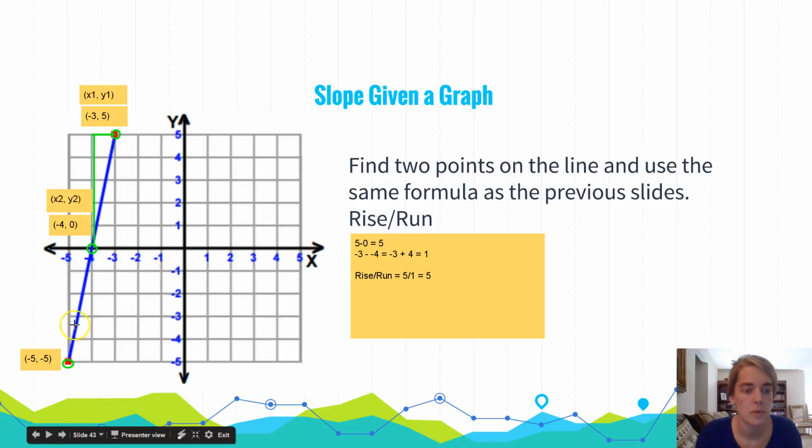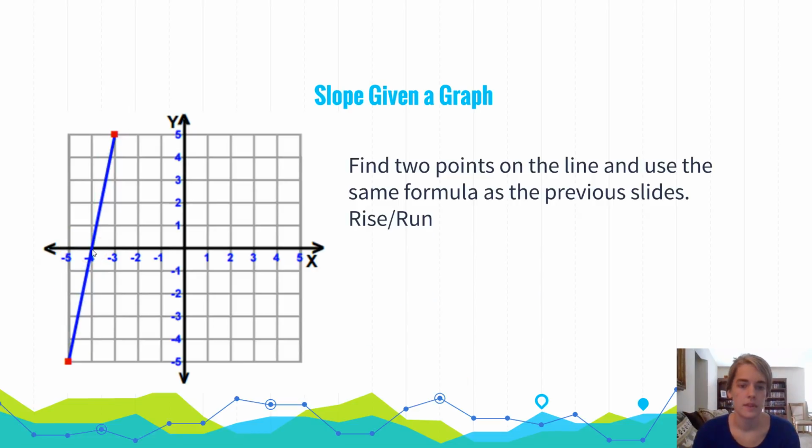You can even look at this point to this point. We went up 5, 1, 2, 3, 4, 5, and then we went over 1. So that's kind of a quick and dirty way in order to solve this. Just figure out how did you get from one point to the next. We moved up 5 over 1, so that's the slope. All right.